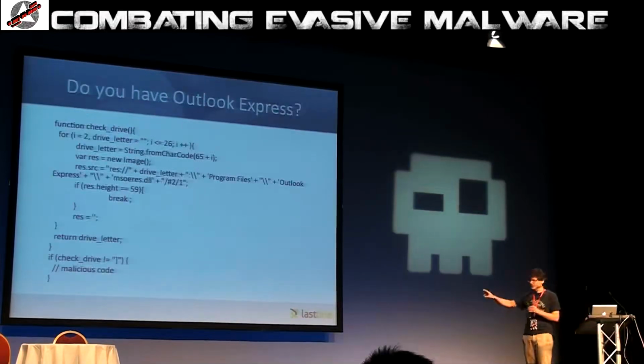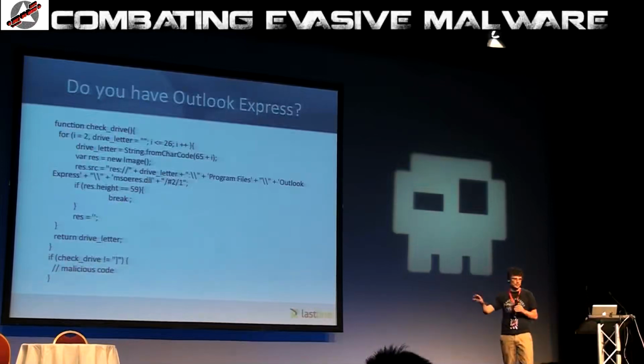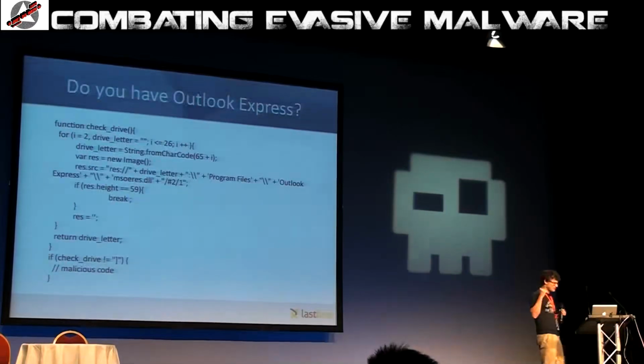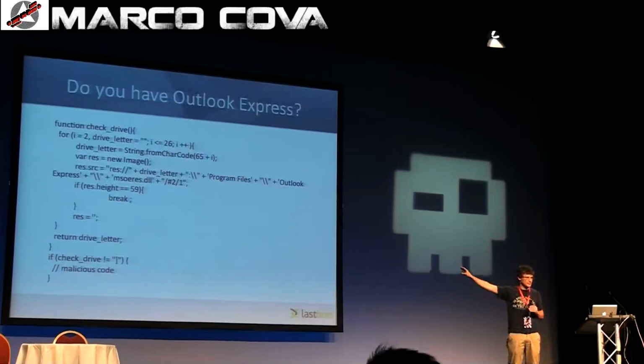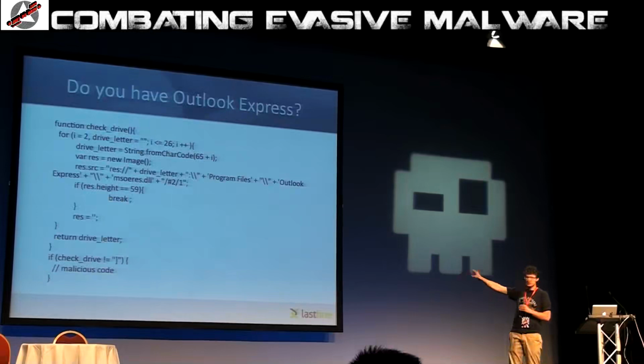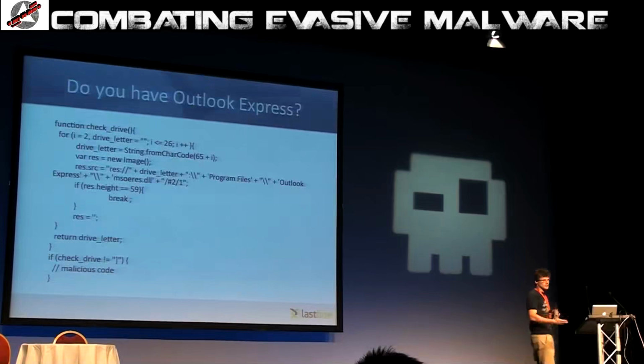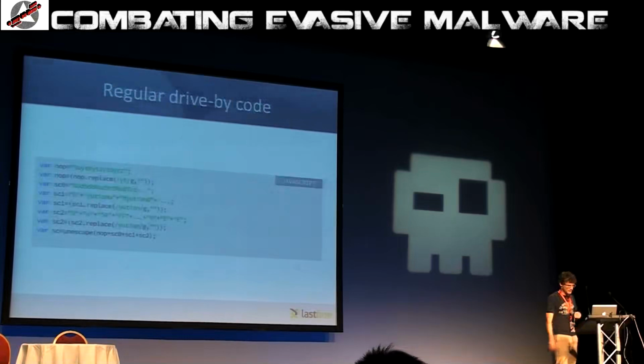This is another cool trick that some pages use to check if Outlook Express is installed on the system of the visitor. So they load up a res URL and extract an image from that resource, and they check if the height of that image has a specific number, 59 in this case. If you actually try to look at what it is, it's an image inside the Outlook Express DLL, which of course is supposed to be present only on a real user system rather than on an analysis environment.